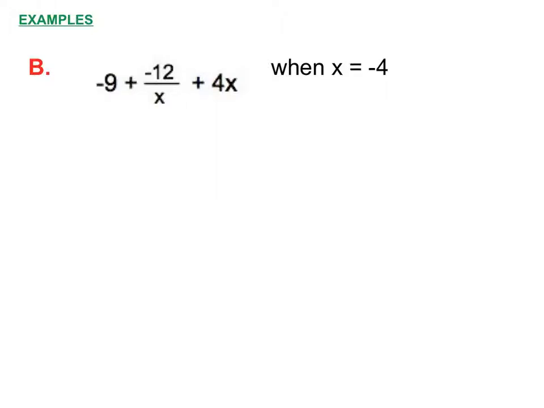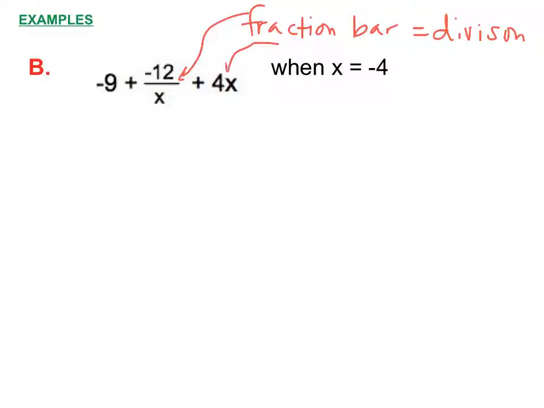Negative 9 plus negative 12 divided by, so when we see this fraction bar right here, we know that it's division. So negative 9 plus negative 12 divided by x plus 4 times x. And we know when there's nothing in between the value and x, it's multiplication. We probably shouldn't use x anymore since we have x as a variable. So we can use that dot, or we can use a set of parentheses. I'm going to use parentheses.